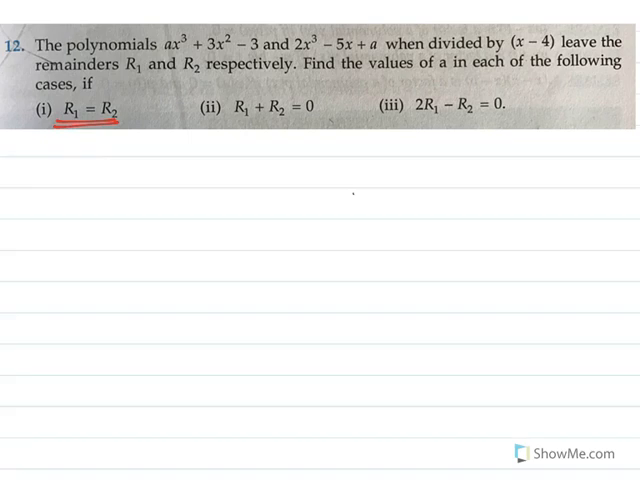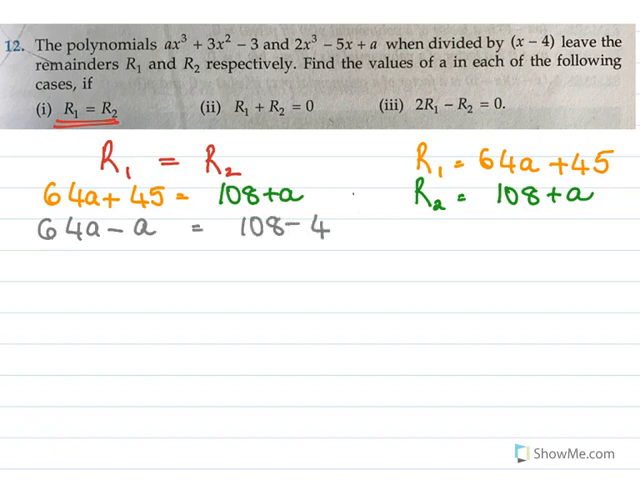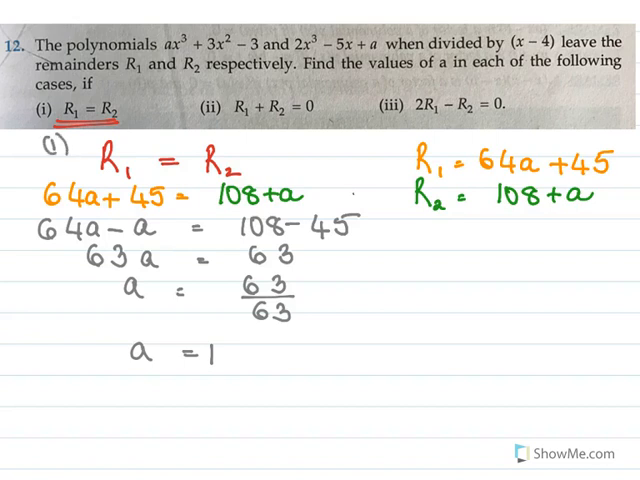Now they are saying r1 equal to r2. So now we need to put the equation r1 equal to r2. We have found the r1 as 64a plus 45, and the r2 we have found as 108 plus a. So r1 equal to r2, that means 64a plus 45 equal to 108 plus a. So let's solve this. 64a minus a, this a I take on the side, and 108 minus 45. So this becomes 63a equal to 63. So a equal to 63 by 63. So a equal to 1. This is for the first sum.